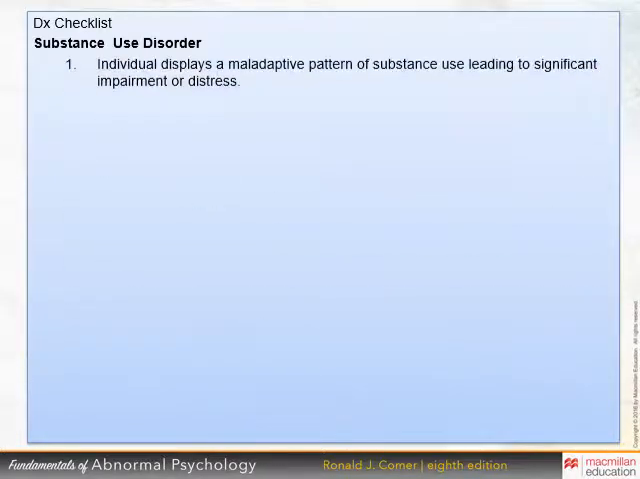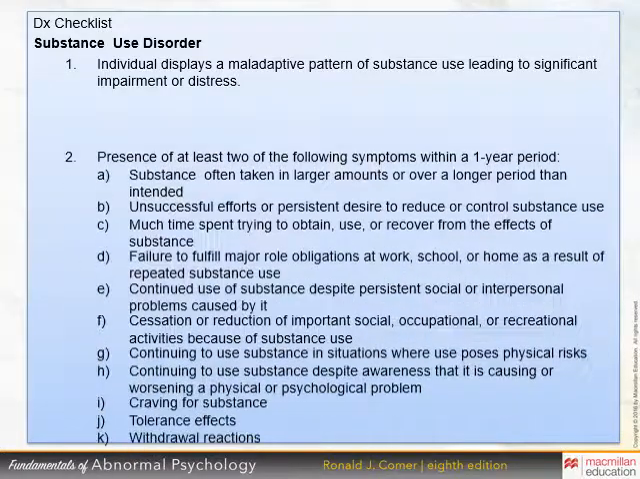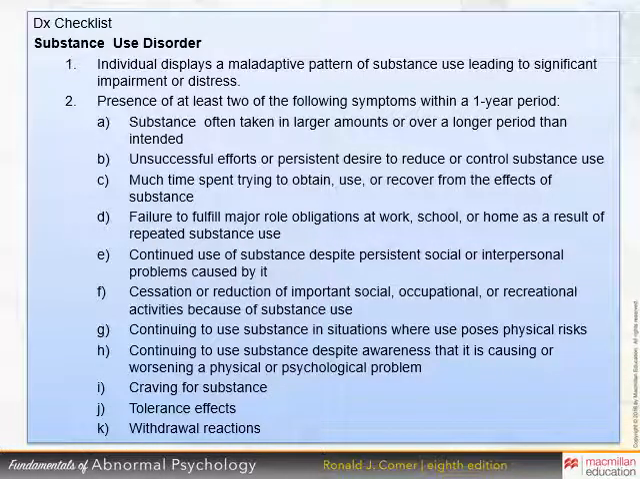The clinical criteria for substance use disorder is that an individual displays a maladaptive pattern of substance use leading to significant impairment or distress. And there has to be the presence of at least two of the following symptoms within a 1-year period. Substance often taken in larger amounts or over a longer period of time. Unsuccessful efforts or persistent desire to reduce or control substance use. Much time spent trying to obtain, use, or recover from the effects of the substance.